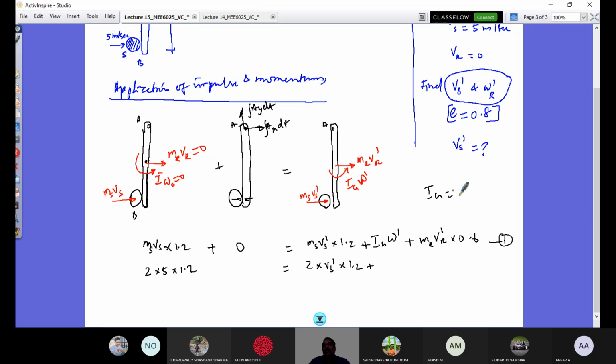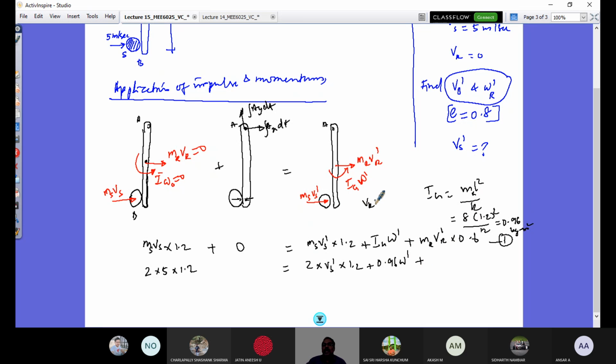Ig, by the way, for a uniform rod is ml squared by 12. We can prove this, and this is the formula. So mr here is 8 into 1.2 squared by 12. This value is going to be 0.96 kg meter square. So I will substitute simply 0.96 omega dash plus VR dash.